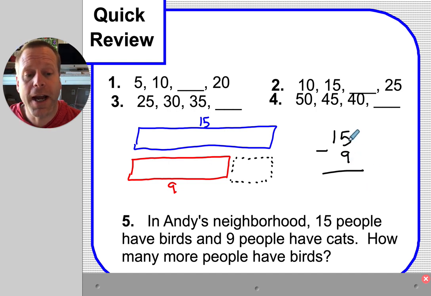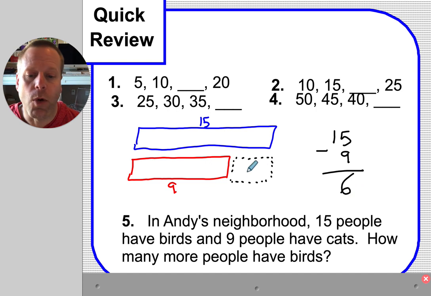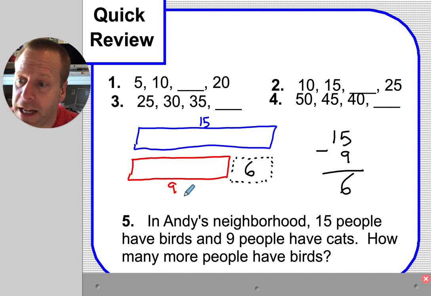I'm going to start at 9, stop me when I get to 15. 10, 11, 12, 13, 14, 15, 6. So the difference here is 6. 6 more people have birds. 6 less people have cats. Should be a review of some of the bar modeling we did earlier in the year.